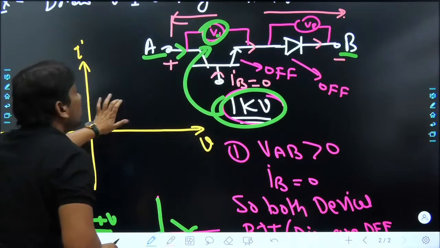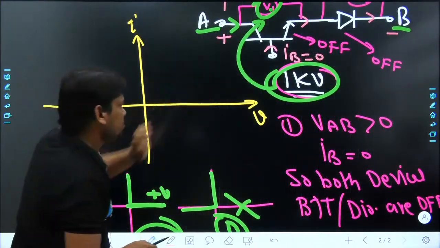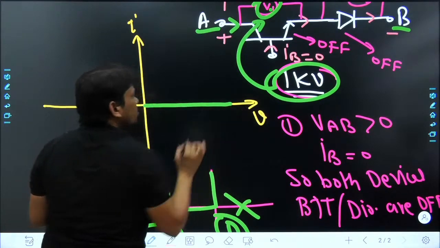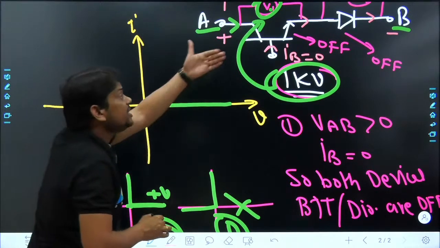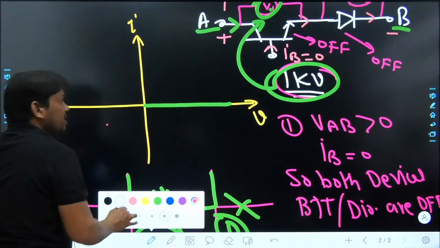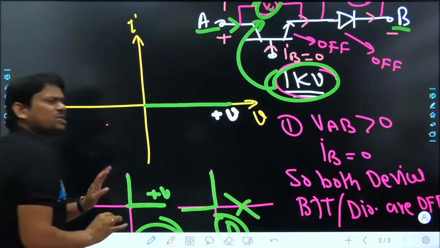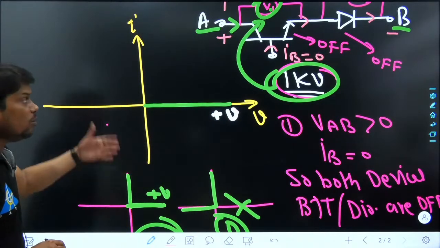So here we can draw the VI characteristic of the switch module. My dear friend, it is really easy. When the BJT and diode both are off, our current will be 0 and the voltage will be positive. So I want to write plus V something. Now what is the next thing?